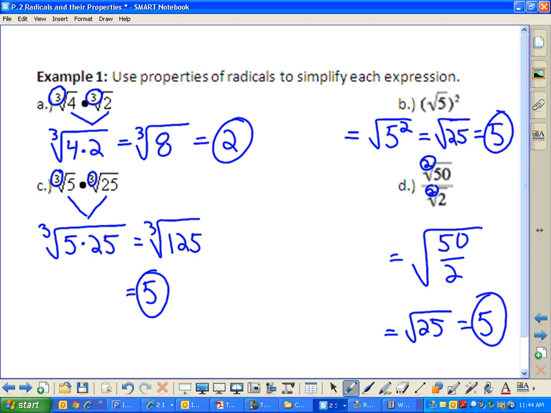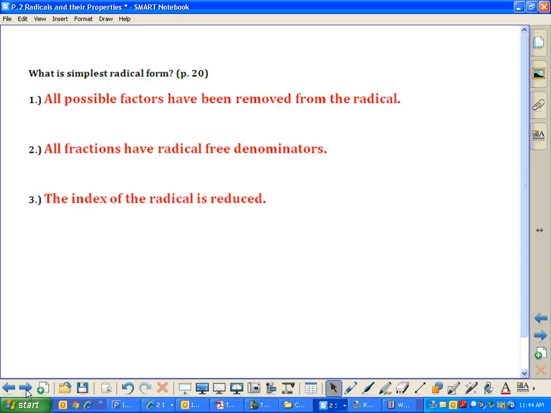Questions about that? Okay, we're going to apply the product and quotient properties in a slightly different way in the next example. This time, we're not going to glue things together underneath a radical. We can also use our product and quotient properties to break radicals apart. So, oops, I forgot about this part.